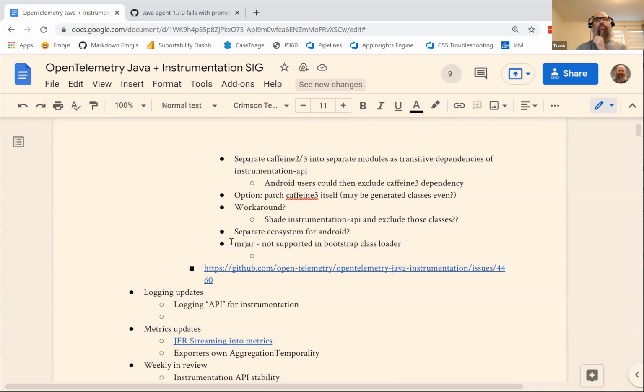Do we think that this would solve the problem from a pure API library instrumentation perspective? We don't know. I don't know if this would solve the Android problem or not.